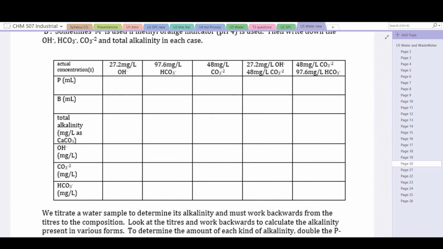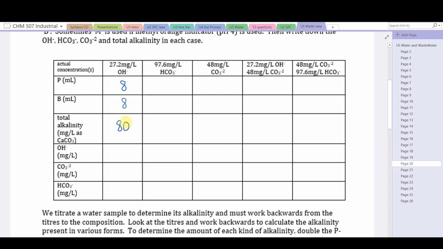So going back to our previous example, recall that 100 milliliters of water with 27.2 milligrams per liter of hydroxide in it required 8 mL of 0.02 molar acid to neutralize it. And since it's hydroxide, all 8 mL would be used in bringing the solution to the phenolphthalein endpoint. Because it's a strong base, it would all be neutralized by pH 8.3. Adding bromocresol green and titrating, well, there'd be nothing else to titrate. There'd be nothing else to add. It would already reach the bromocresol green endpoint. So the total alkalinity would be 80 milligrams per liter.